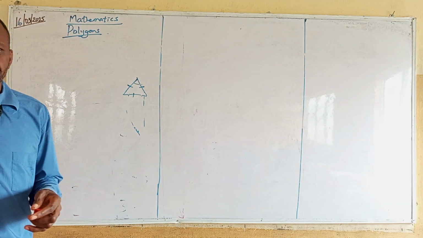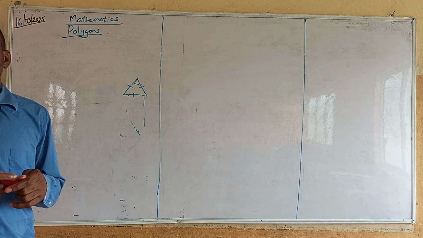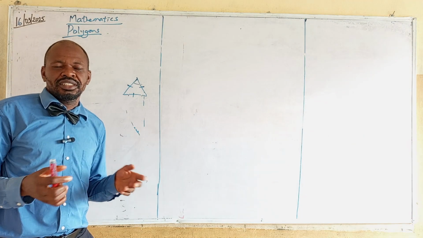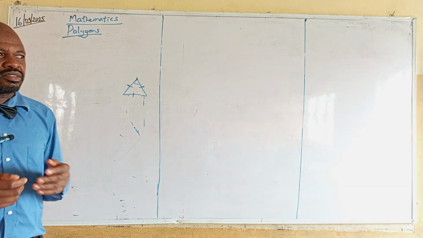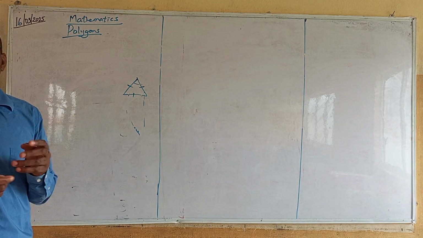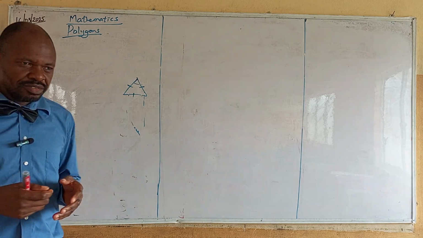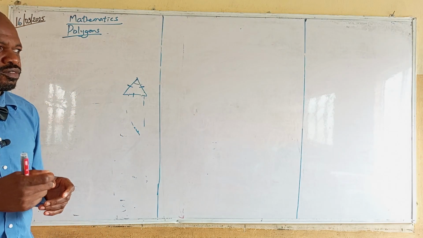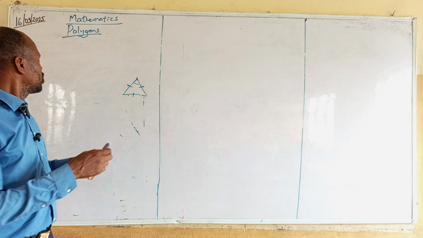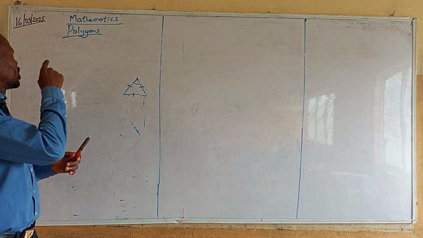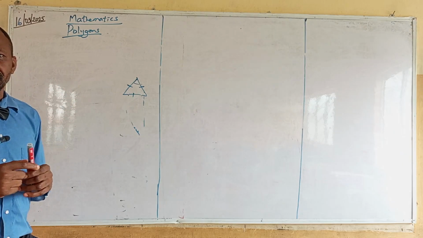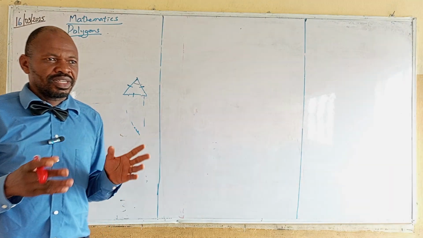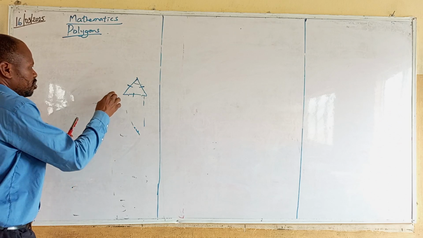A five-sided polygon we call a pentagon, six-sided hexagon, seven-sided heptagon, eight-sided octagon, nine-sided nonagon, ten-sided decagon, 11-sided undecagon, then 12-sided dodecagon. Then we also have irregular polygons. An irregular polygon is a polygon with different sizes and different angles. Okay, let me write something.